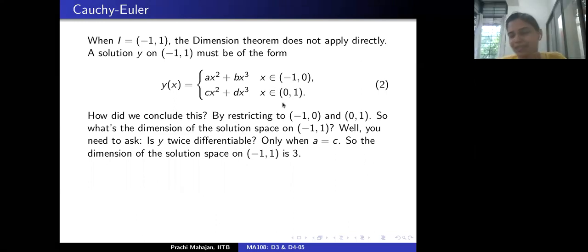No. See, I'm just thinking aloud. I'm trying to sort of confuse you. So the dimension is 3. I'm going to give you the solution. Don't get confused, right? All I'm trying to say is A is equal to C. Is that okay? Yes, ma'am.